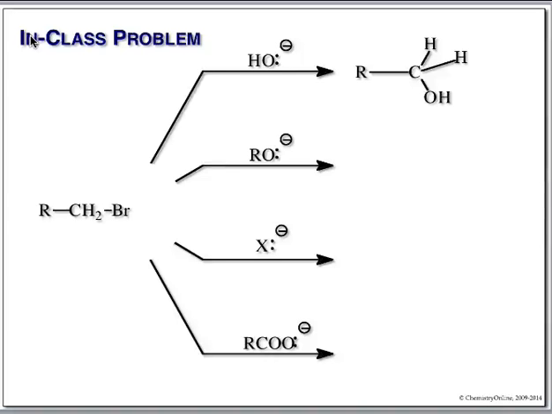Our second reaction here, instead of OH, we're using an alkoxide. So this is something like ethoxide, CH3CH2O minus. Same reaction though, simple as it can be. Nucleophile attacks the electrophile, leaving group leaves, and there you are.